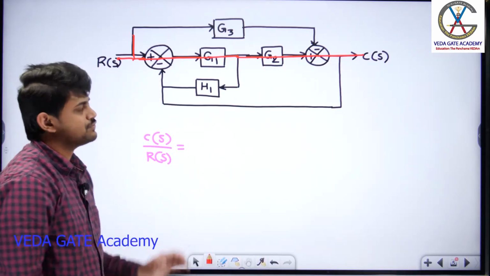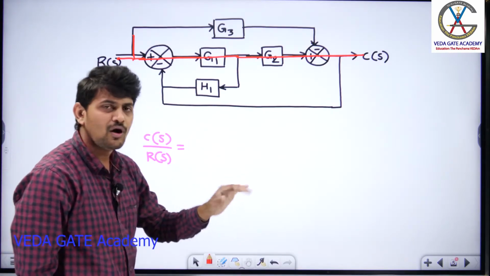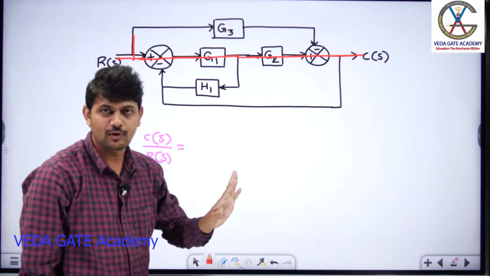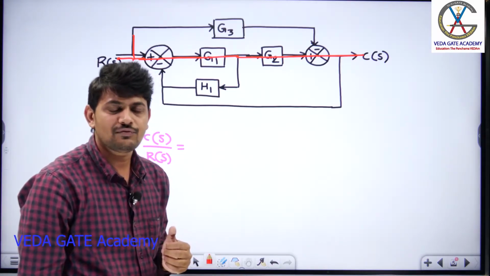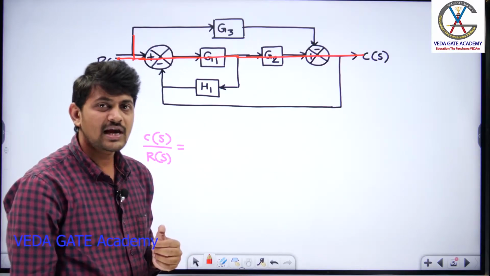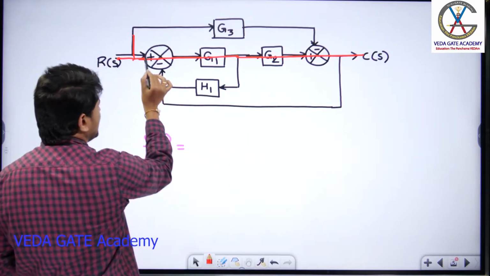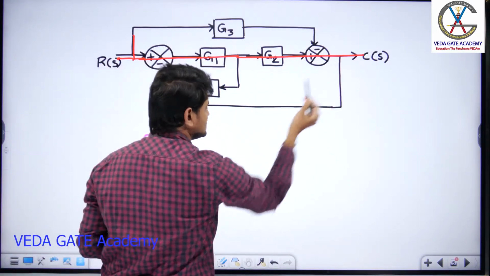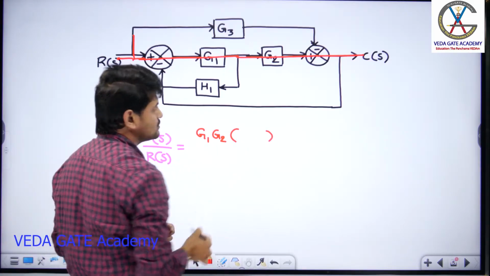Now, what is the gain of this forward path? Simply multiply the transfer functions of the blocks as well as the signs of the summing points. Here, what is the sign of the summing point while forming the forward path? Plus. G1, G2, plus, C of S. So you finally get G1 into G2. This is P1 into delta 1.